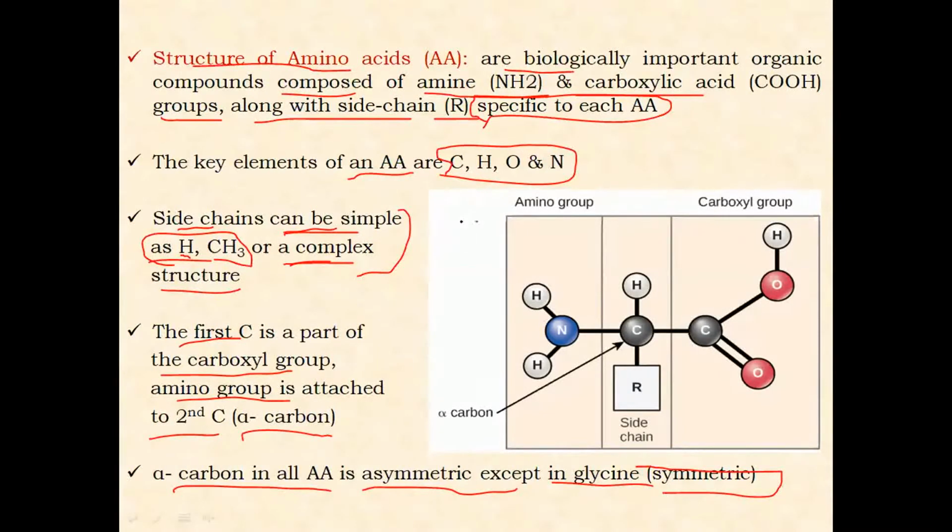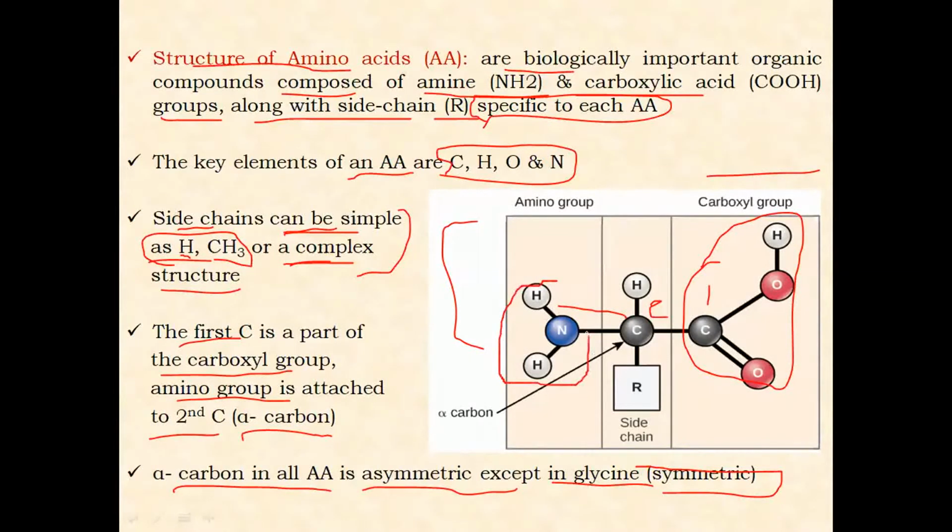So this is the structure of an amino acid. You can see here, this is carbon 1, this is carbon 2. Carbon 1 contains the carboxylic group. This is the carboxylic group. Carbon 2 contains the amino group, NH2. And this carbon is also known as the alpha carbon because it contains 4 different groups. This is hydrogen, this is the R group side chain, this is the amino group, this is the carboxylic group. So it is known as the alpha carbon. And the alpha carbon is asymmetric in all amino acids except in glycine, which is a symmetric amino acid.